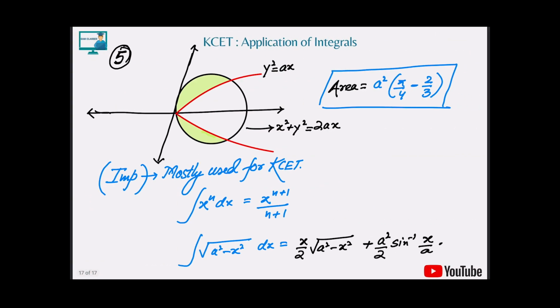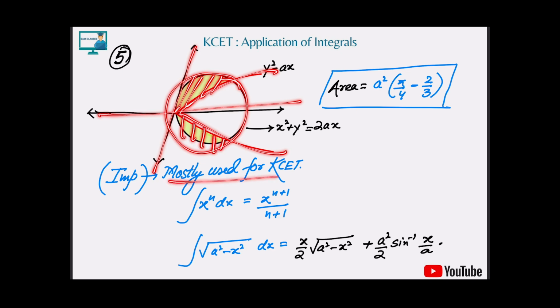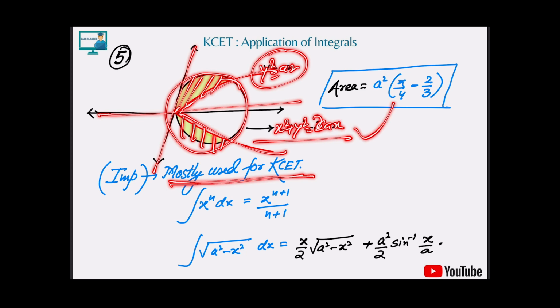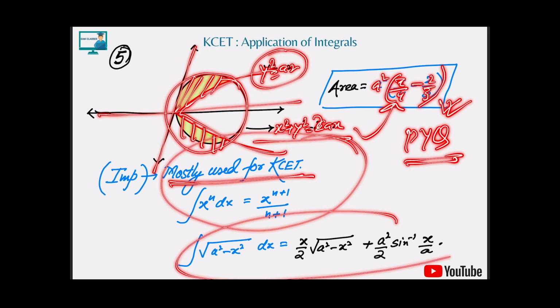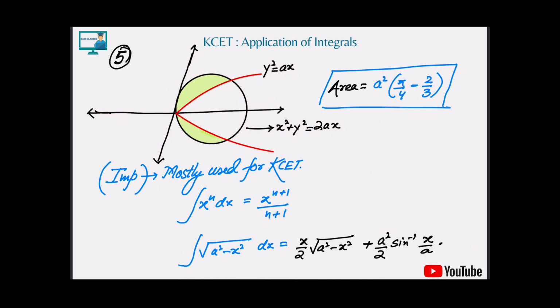Now, coming to the next part, we have a circle and a parabola and we want to find this region. Directly we can do it. This is for the parabola y square is equal to ax and the circle equation x square plus y square is equal to 2ax. So directly we can apply: area is a square times pi by 4 minus 2 by 3. It is a PYQ question also, so don't worry. Mostly we'll be using this and this formula, converting everything into this and this form, and we'll be able to solve it.